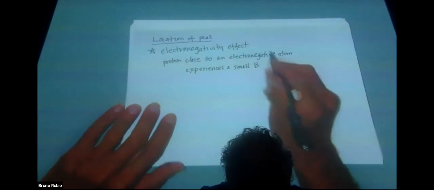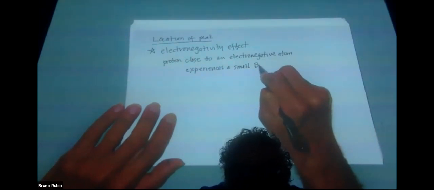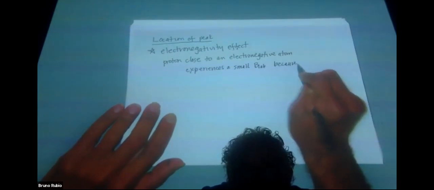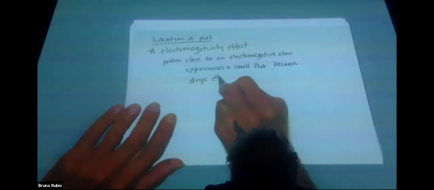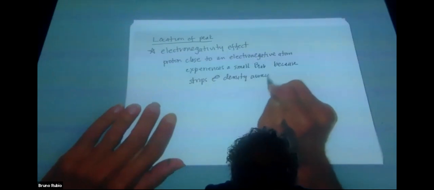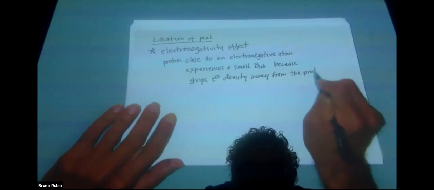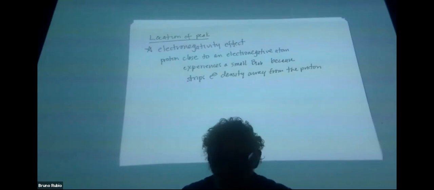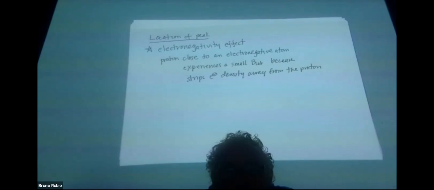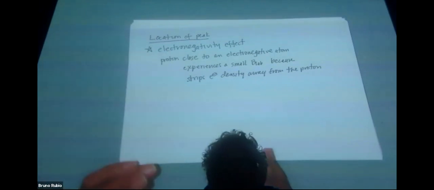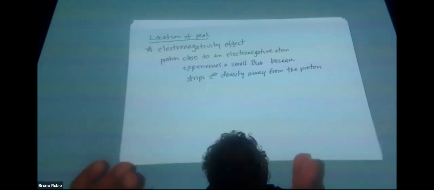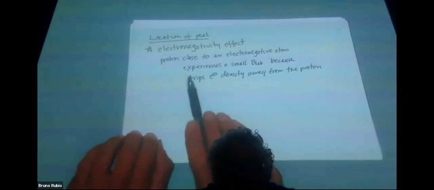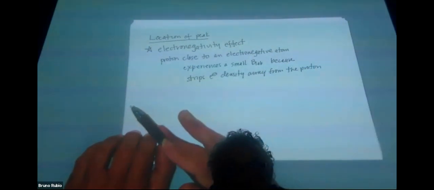a proton close to an electronegative atom is experiencing a small B-lab, because the electronegative atom strips electron density away from the proton. So if a proton is close to an electronegative atom, such as chlorine or oxygen or something like that, that electronegative atom is sucking electron density away from the region of space where that proton is. And because the external magnetic field is being detracted from, if the proton is close to an electronegative atom, the signal is going to be downfield.